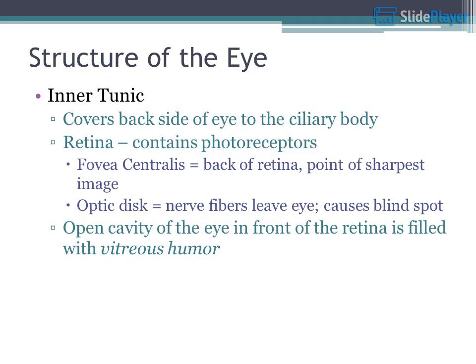Structure of the eye: inner tunic. Covers the backside of the eye to the ciliary body. Retina contains photoreceptors. Fovea centralis equals back of retina, point of sharpest image. Optic disc equals where nerve fibers leave the eye, causing the blind spot. The open cavity of the eye in front of the retina is filled with vitreous humor. Fovea centralis is in the center of the macula lutea, lining the back of the eye. Optic disc is medial to the fovea.